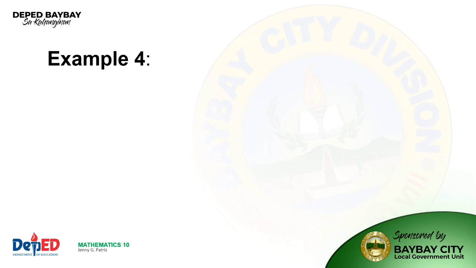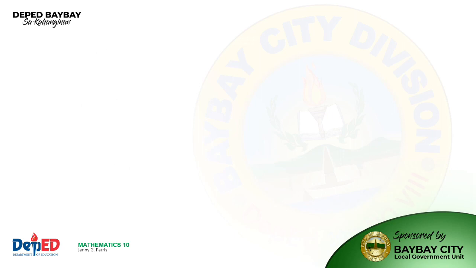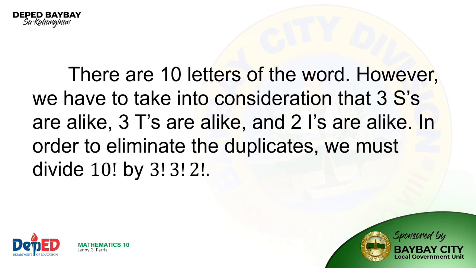Example 4. Find the number of distinguishable permutations of the letters of the word statistics. There are 10 letters of the word. However, we have to take into consideration that 3 S's are alike, 3 T's are alike, and 2 I's are alike. In order to eliminate the duplicates, we must divide 10 factorial by 3 factorial, 3 factorial, and 2 factorial.